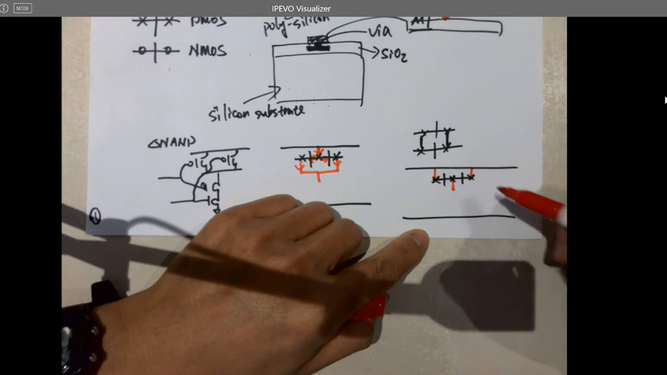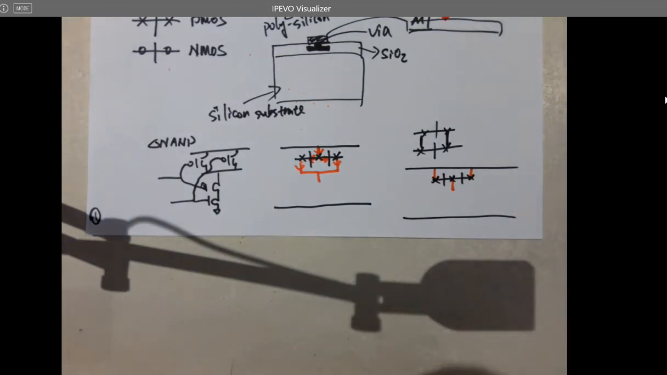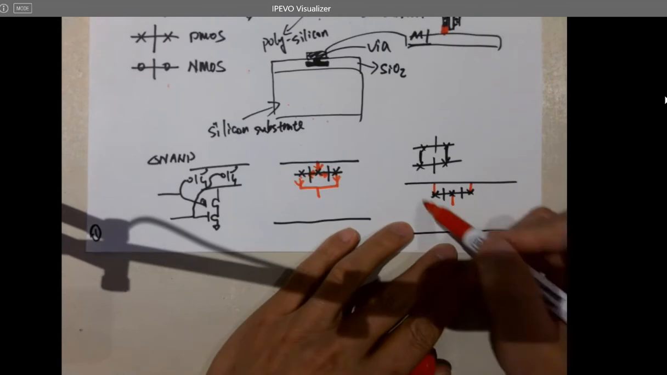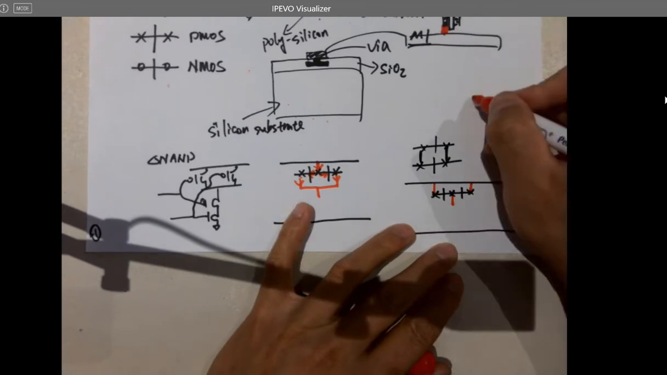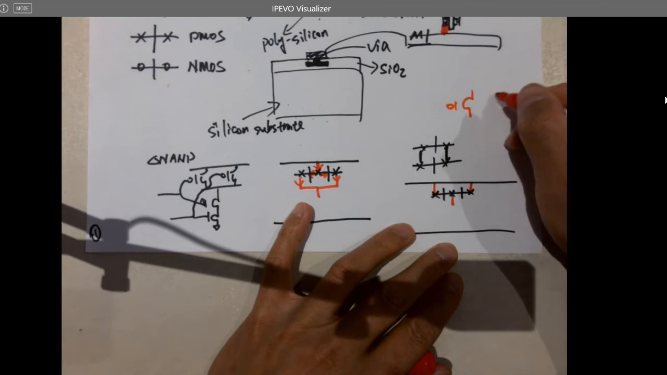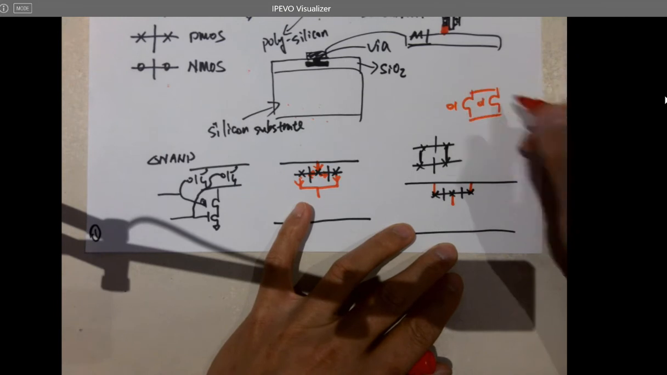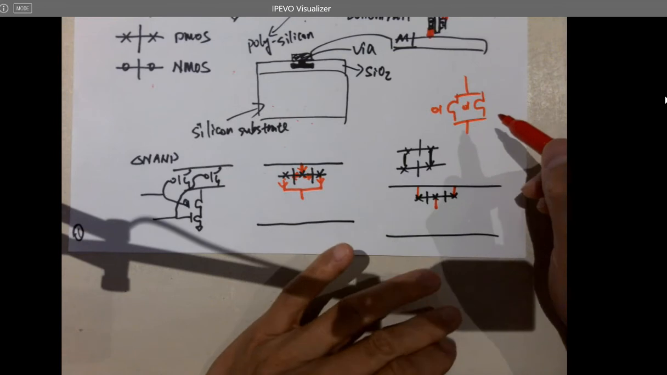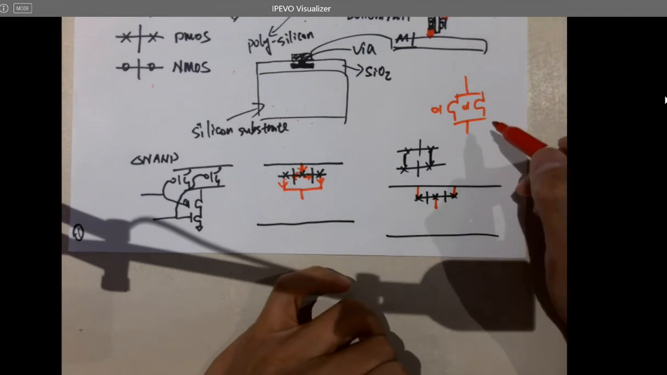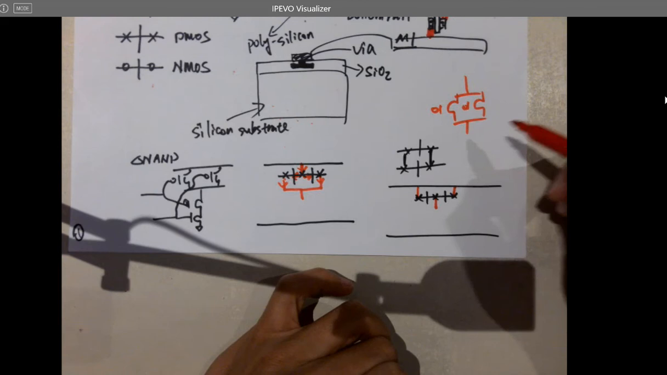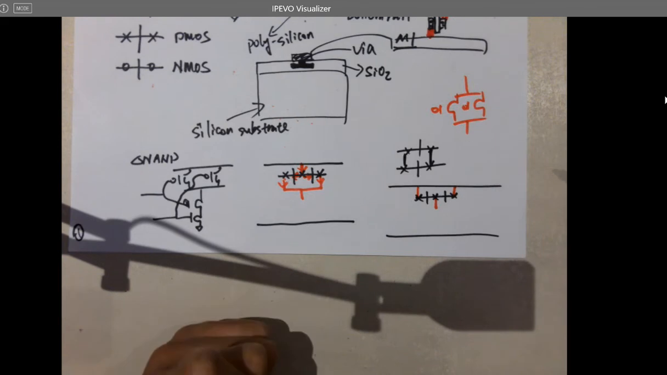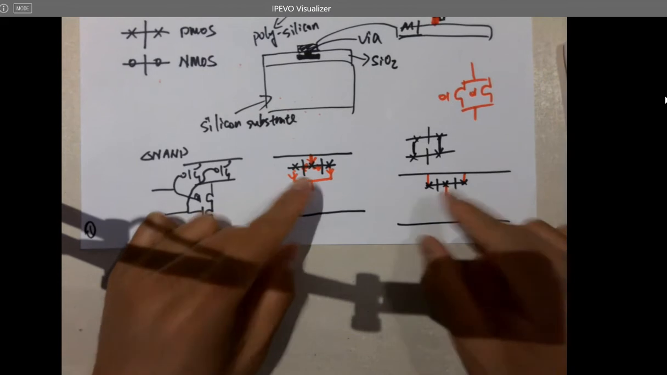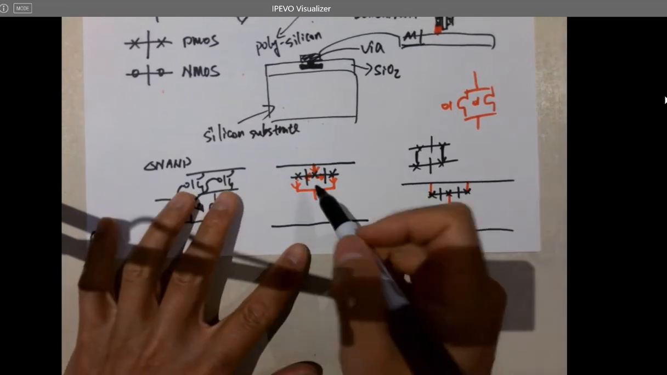If you do DRC and LVS or NCC, comparing this layout with this schematic in Electric VLSI, it's going to report zero errors. They match with each other because they're the same thing. Doesn't matter which one you want to use, they are equivalent. Let's keep with using this one.